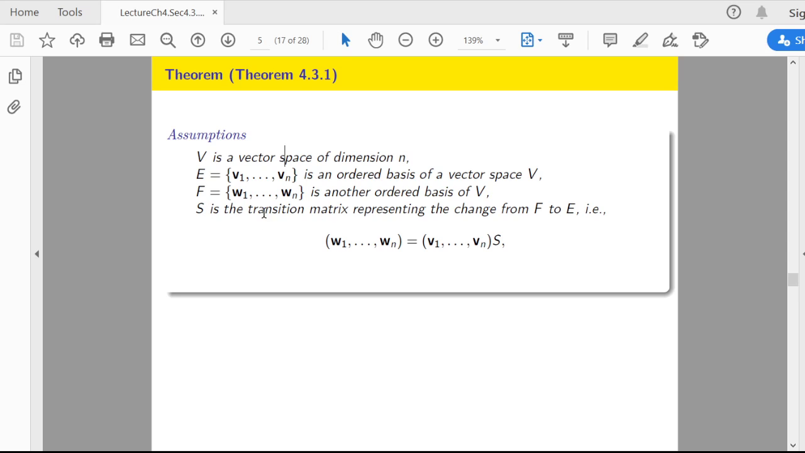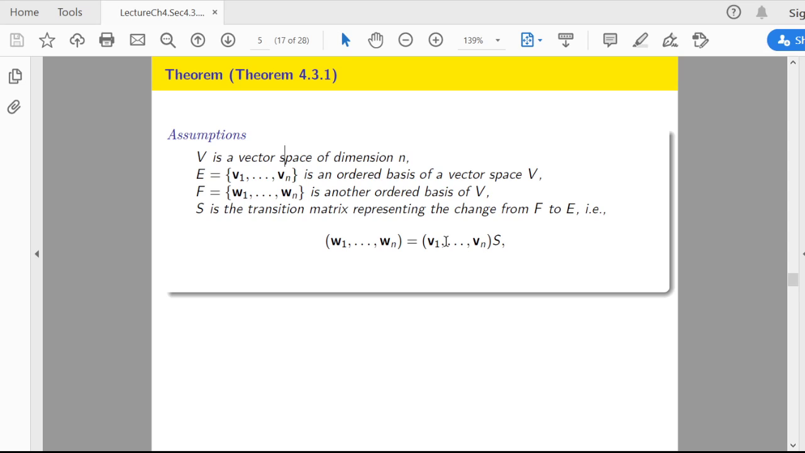Then we assume S is a transition matrix representing the change from F to E. In this way, we get [W1, W2, ..., Wn] is the same as [V1, V2, ..., Vn] multiplied by S. S here is an n by n matrix. Why? Because V1, V2 to Vn is an ordered basis for the vector space, so each W can be written as a linear combination of V1, V2 to Vn.